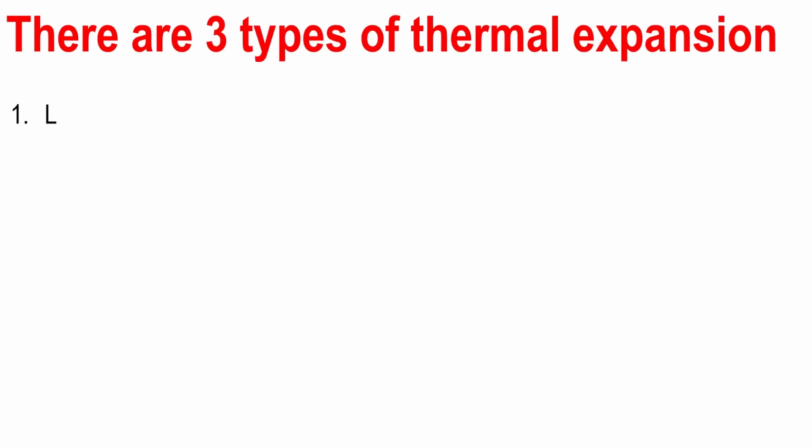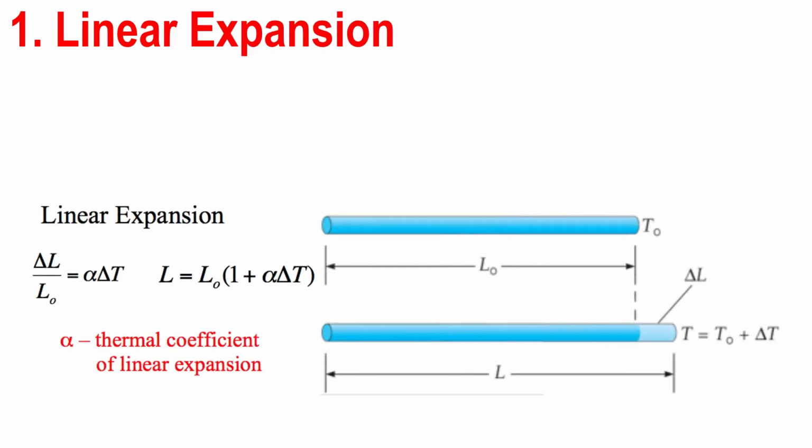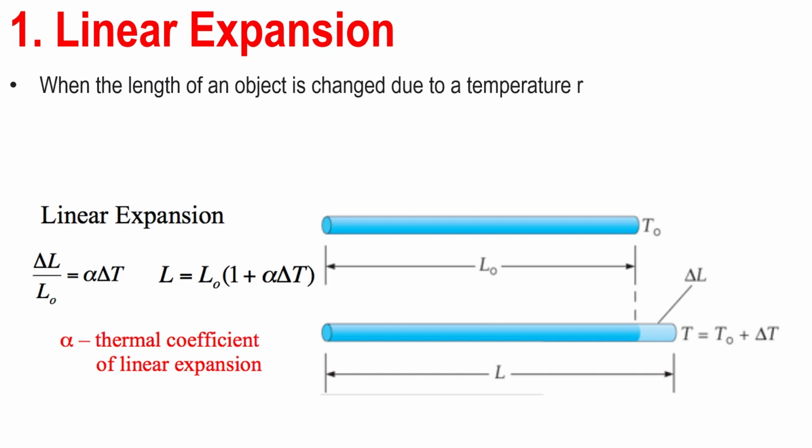There are three types of thermal expansion: linear expansion, area expansion, volume expansion. Linear expansion. When the length of an object is changed due to a temperature rise in that object, it is called linear expansion.